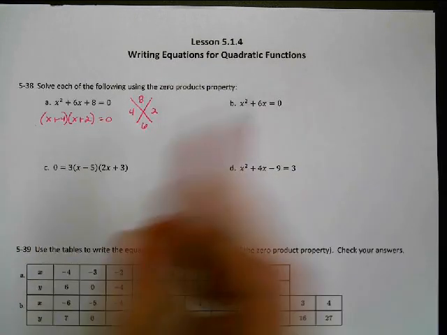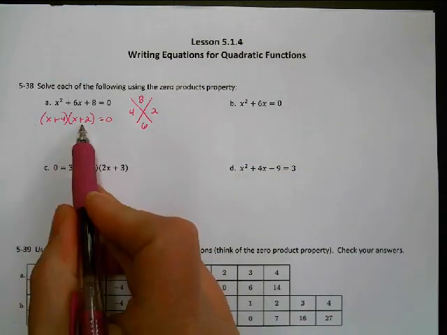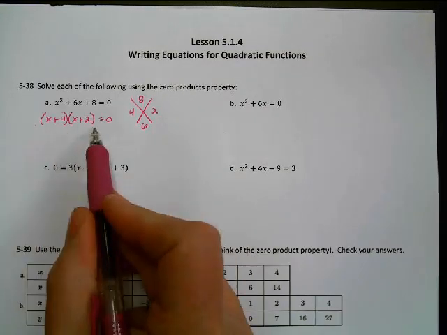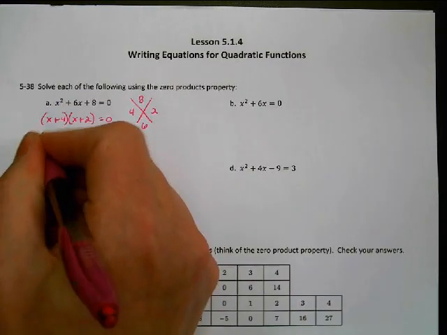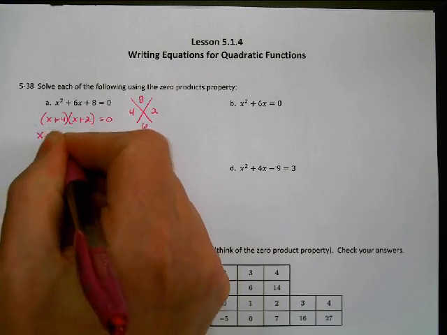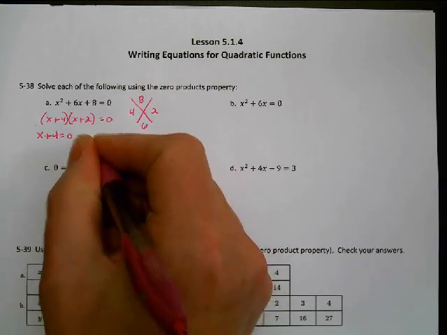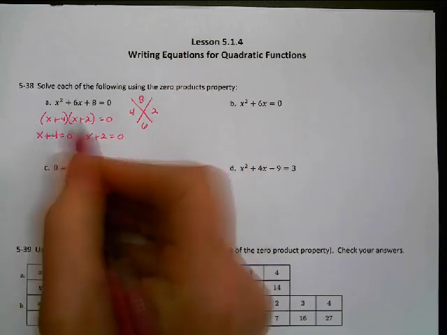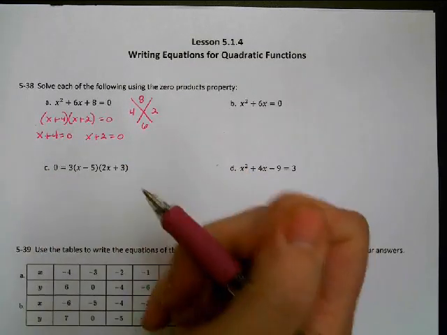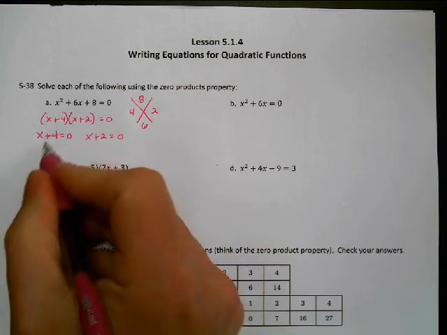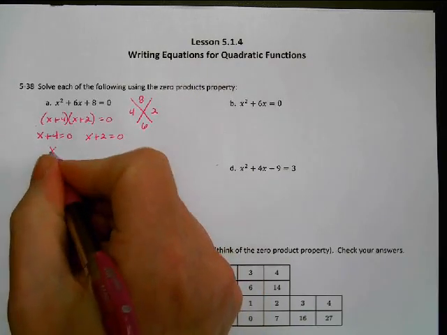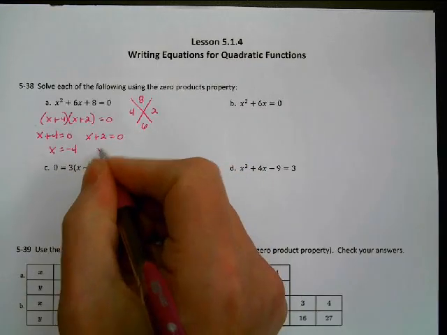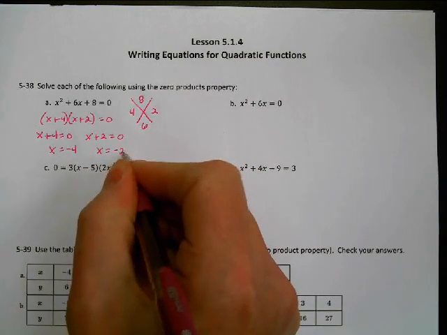Okay, so the zero product says if I'm multiplying things, which I am, and they're equal to 0, then one of them has to be 0. So x plus 4 could be 0, and x plus 2 could be 0. Because anything times 0 is 0. To solve it, I would subtract 4 from both sides, and I get x equals negative 4. And my other answer is x equals negative 2.